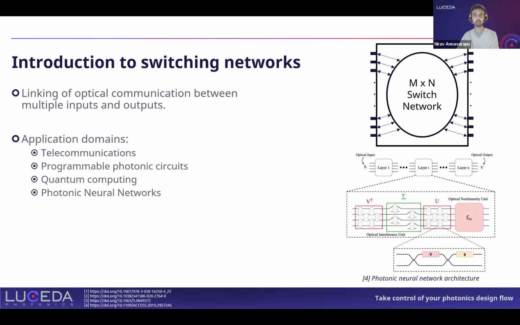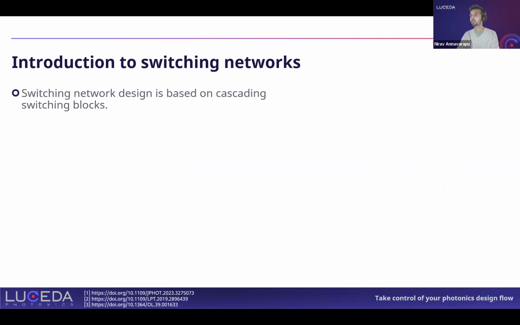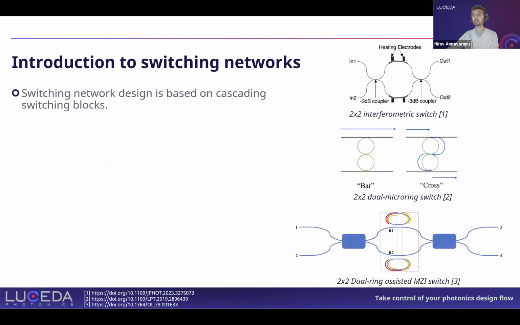They've also been used to implement deep learning networks using photonic solutions. Switching networks are usually based on cascading multiple unit cells, which are typically comprised of 2x2 switching blocks in different schemes to achieve n-cross-n routing. Individual switching action between different output ports is usually achieved by leveraging either the electro-optic or the thermo-optic effect in different ways.